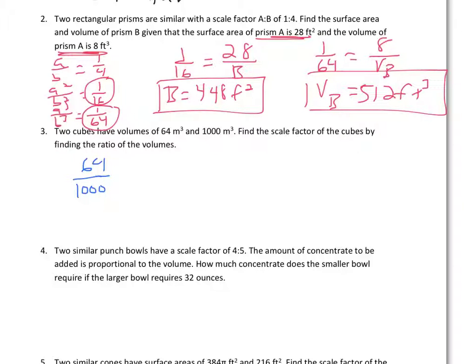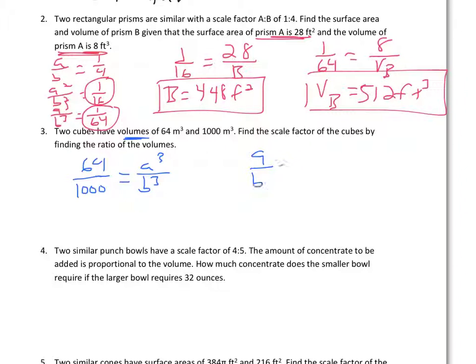Okay? So that's like A cubed over B cubed, right? Because we're working with volumes. We want to find the scale factor of that. So if that's A cubed over B cubed, how can we translate that to A over B? Well, we need to take the cube root of both sides. So we can take the cube root of everything.